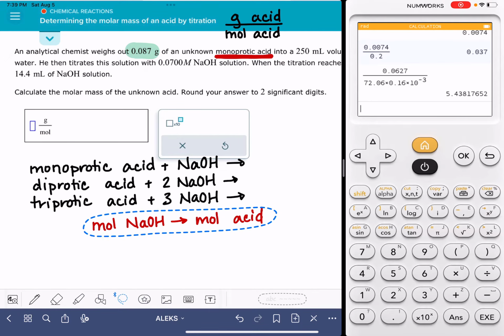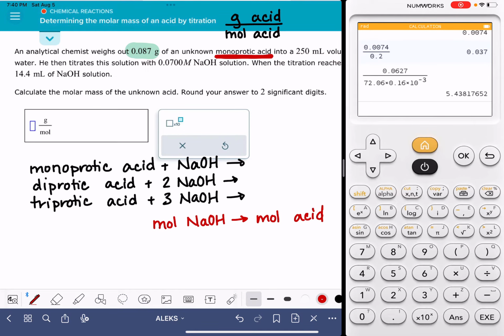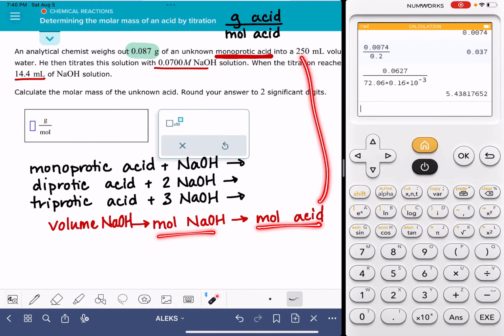Now, the problem is not directly giving us the moles of NaOH. It is giving us instead the volume and the molarity of NaOH. So for me, I have 14.4 milliliters and 0.07 molar. So we're going to use the volume of the NaOH, and we will convert the volume of NaOH into moles, and then convert the moles of NaOH into moles of the acid, and then we're going to plug that into this equation right here. Okay, so let's start with these calculations.